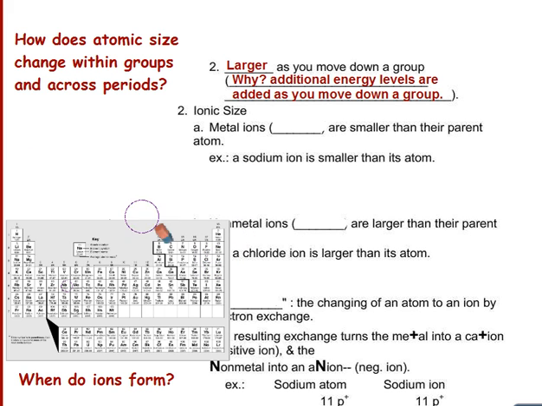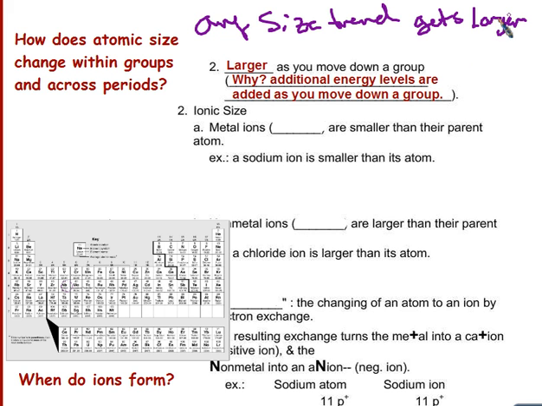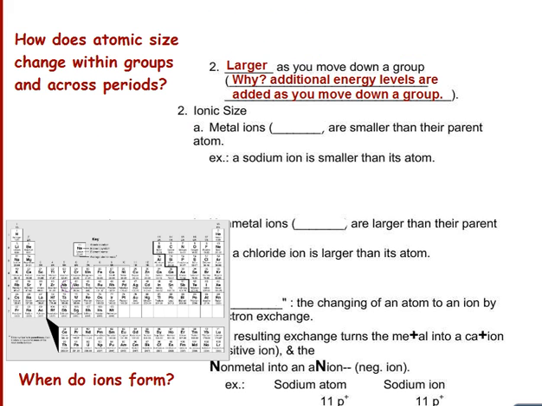And so it makes sense that everything is going to get bigger as we move further down the table. In fact, any size trend gets larger as we go down a group. Whether it's atomic size or ionic size, which we'll get to in a minute, any trend that has to do with the physical size of the atom gets larger as we go down the group. Okay, so let's clean that out a bit. Big eraser, wipe that out. All right.